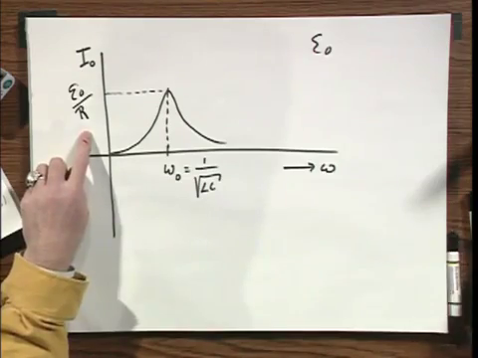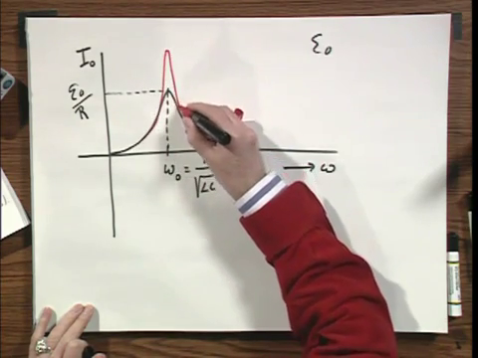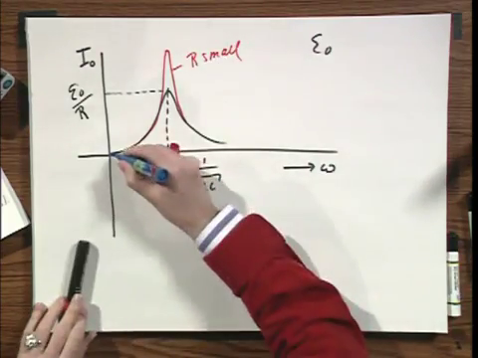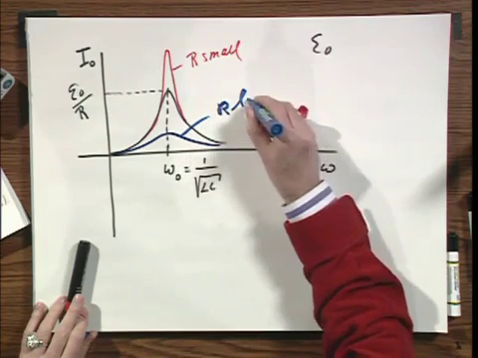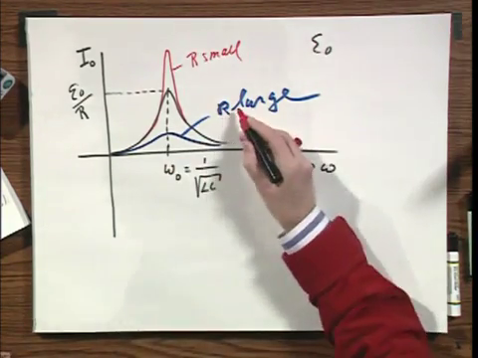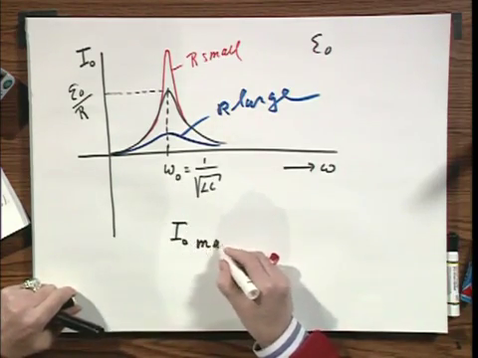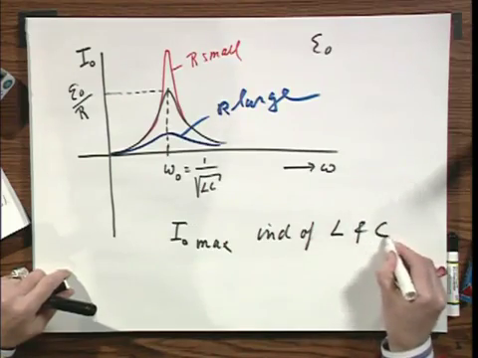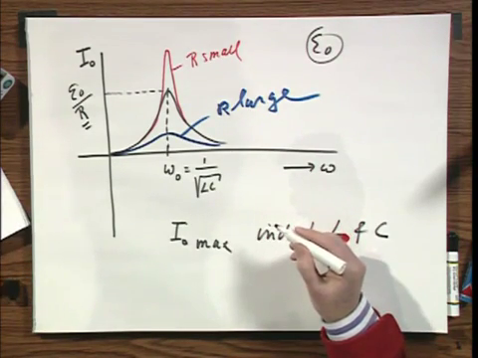Now since E0 is a constant, you see immediately that if I make R smaller, I get a peak which goes higher. So this is my shorthand notation for saying R is small. And if you prefer a much larger value for R, well, capital R is large. Omega 0 is independent of R. But keep in mind that I0 maximum, which is this value here, is independent of L and C. That only depends on R and of course on the value that we have chosen for E0.